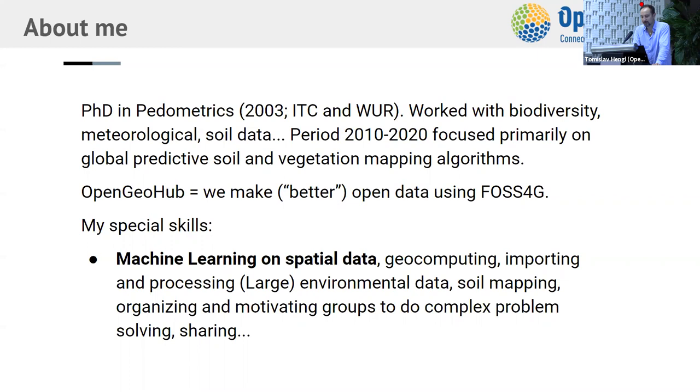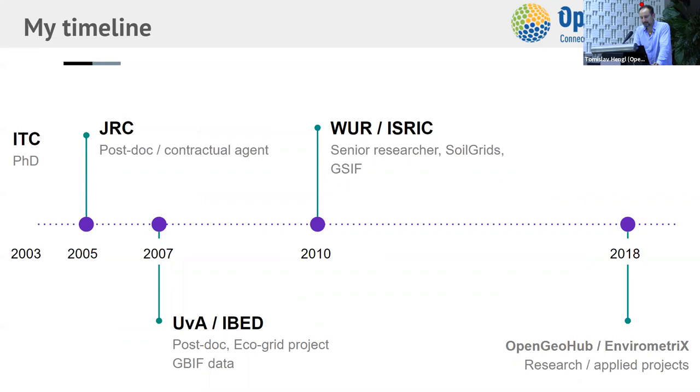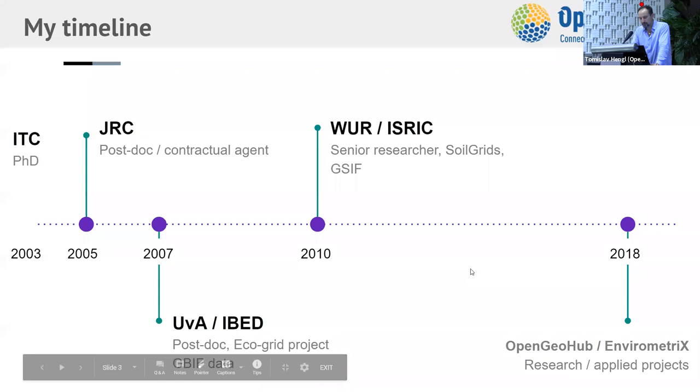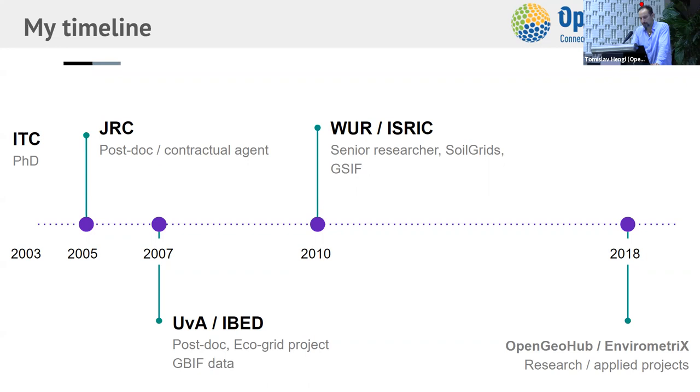This is my timeline. So as I said, I did a PhD at ITC. Then, as Giuseppe said, I was at JRC for some time, and we worked on the European Soil Data Center. And then I moved to Amsterdam in 2007. That was really the right group for me, and I really appreciated all the things I learned there. It was the group of Professor Willem Bouten, called Computational Geoecology. I got lots of inspiration there, especially from looking at how the GBIF project is organized. And then we also had the project for the Netherlands called EcoGrid.